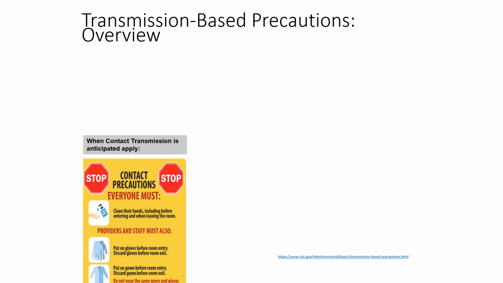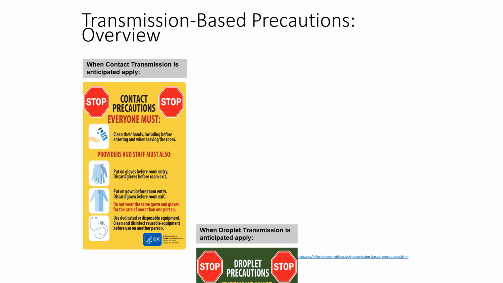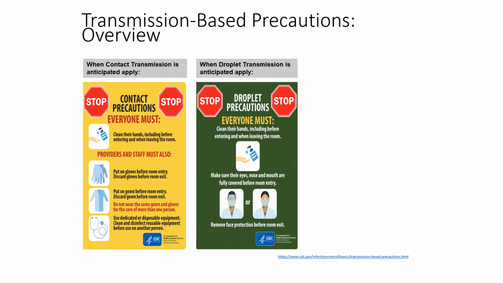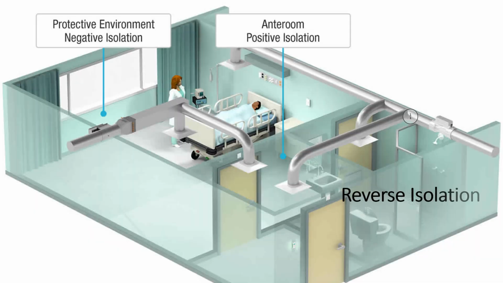Transmission-based precautions: for contact precautions, one should wear a gown and gloves. For droplet precautions, the healthcare professional should wear a mask. For airborne precautions, the patient wears a mask and the healthcare professional wears an N95 respirator, and the patient is isolated in a negative pressure ventilation room. So that's about contact, airborne and droplet precautions.